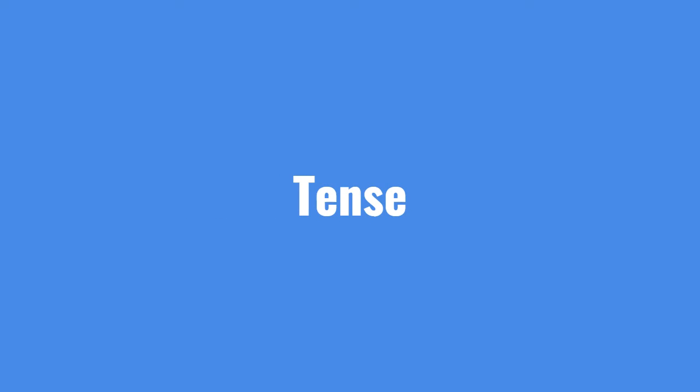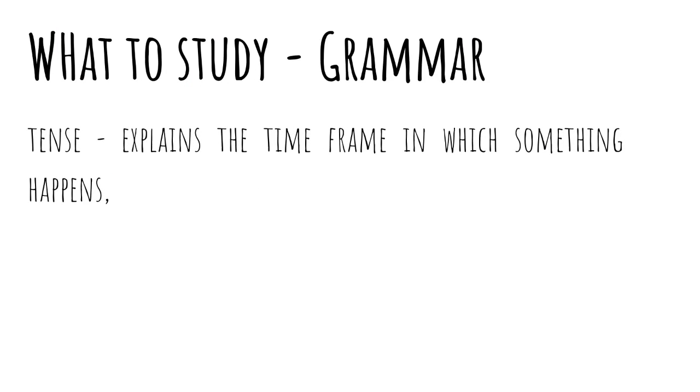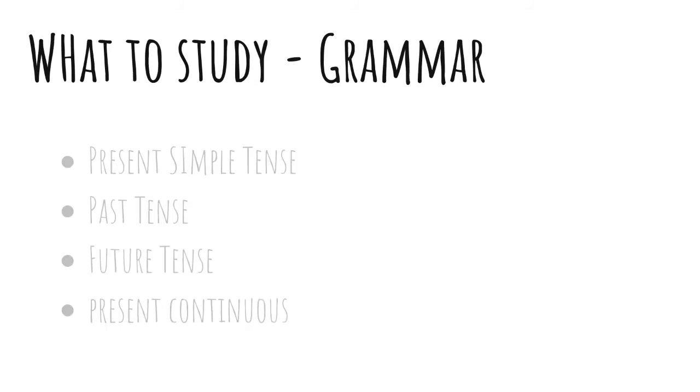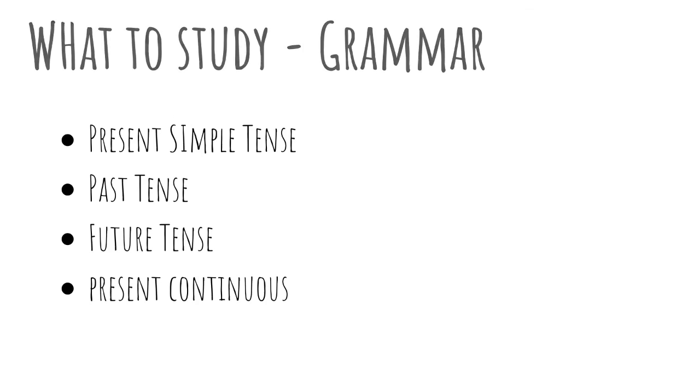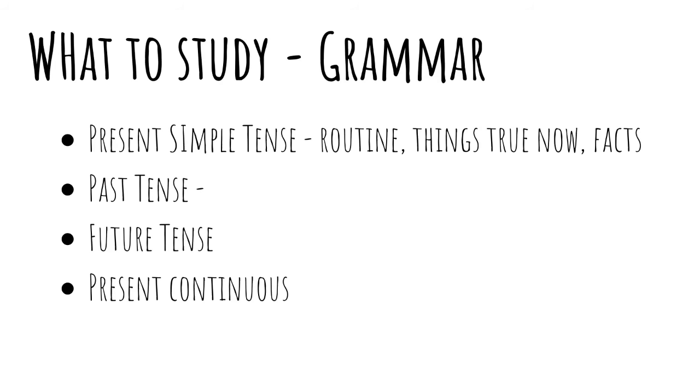Tense is also a huge part of grammar. It helps to explain the time frame in which something happened. To start, it is best to study the following: present simple tense, past tense, future tense, and present continuous. Present simple tense is used when referring to routines, things that are true now, or facts.